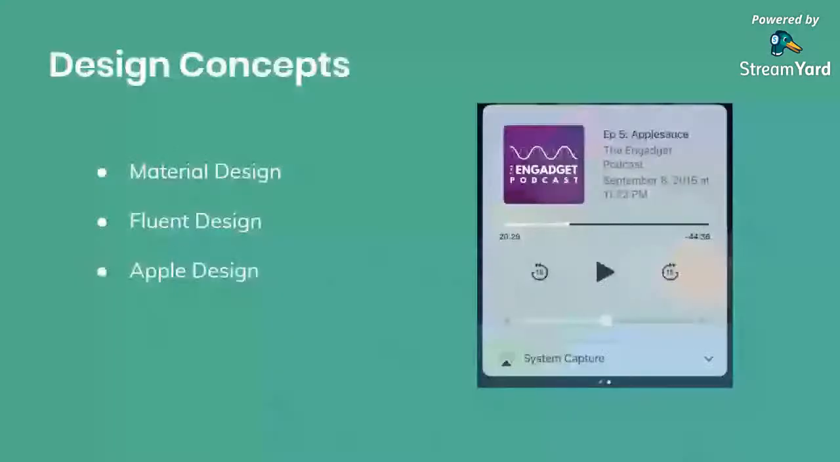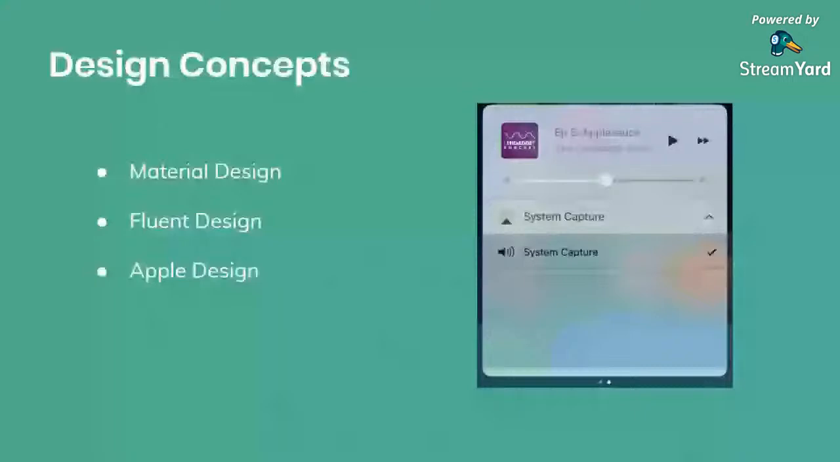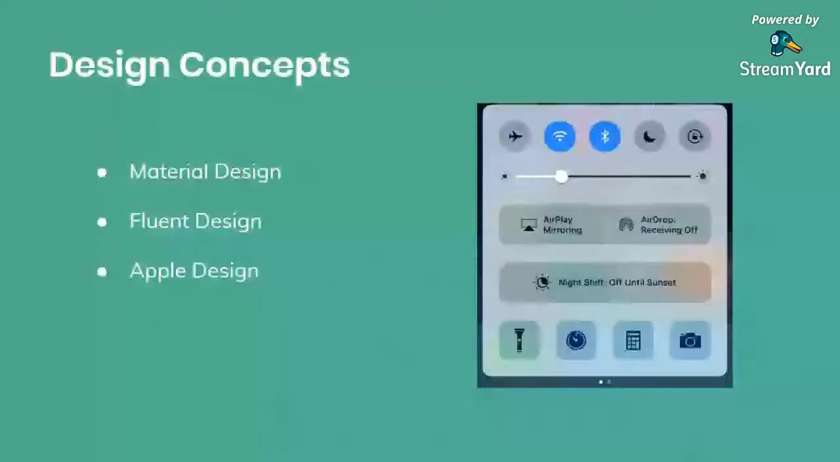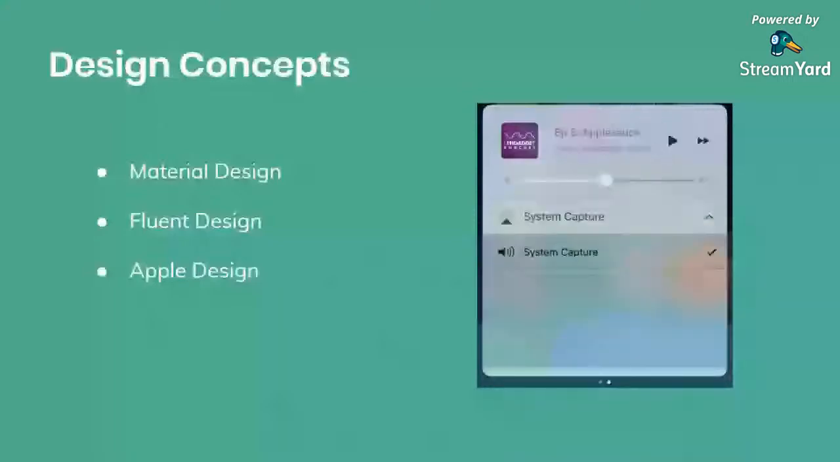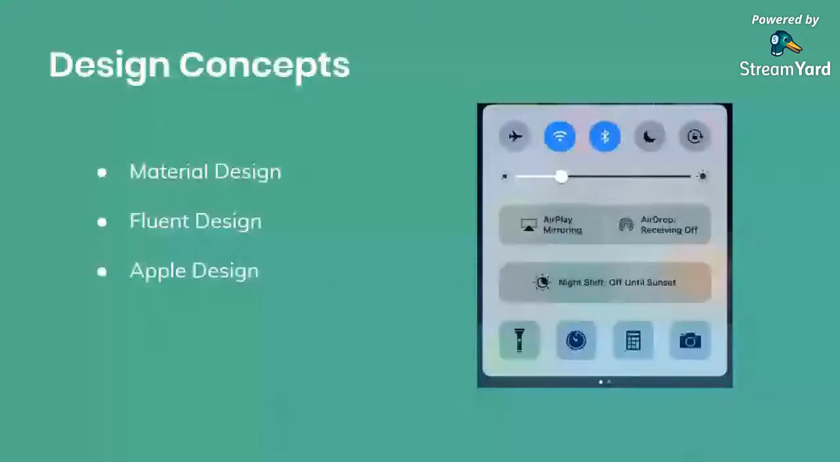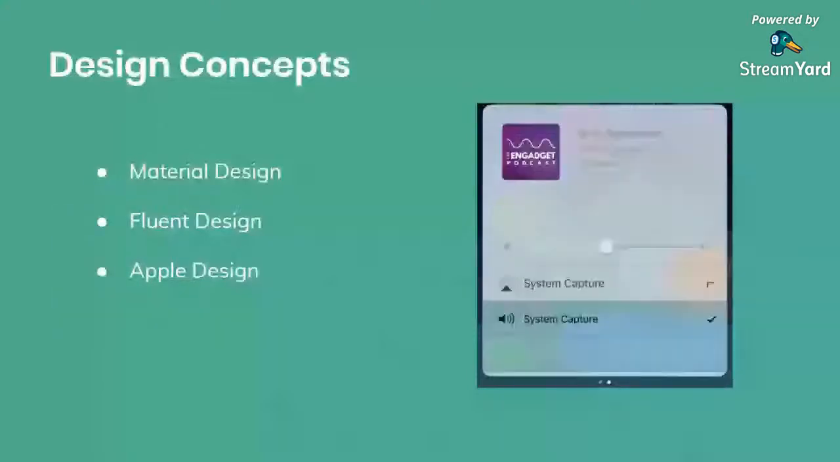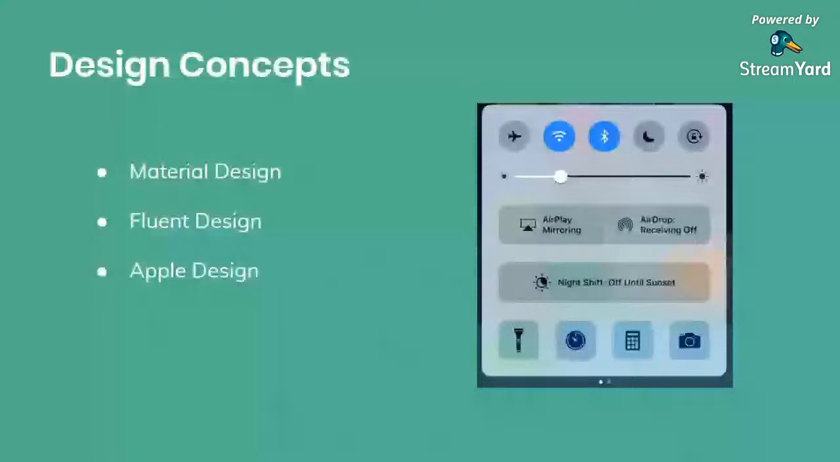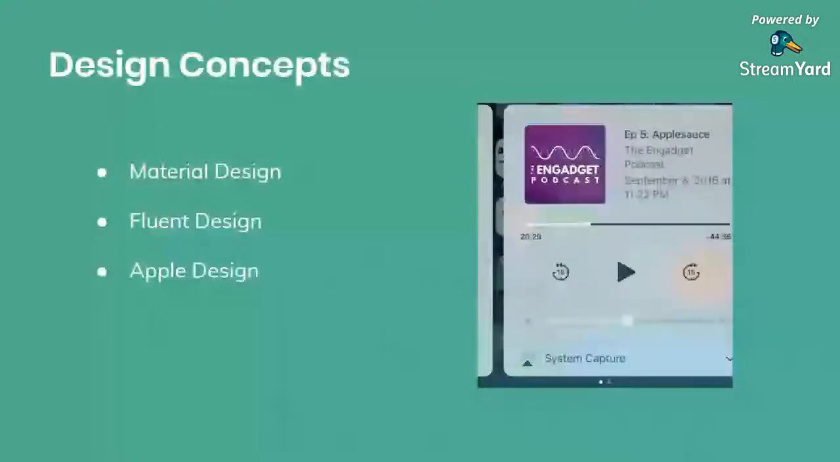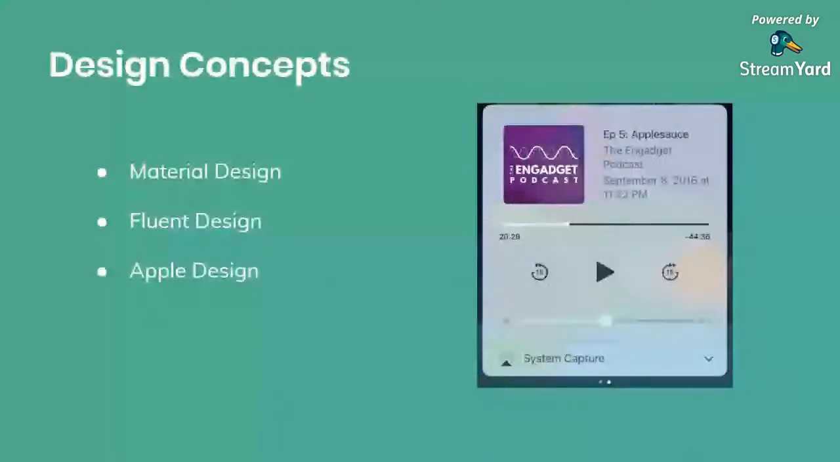Okay, so what are design concepts? Every company has its own concept of designing and is focused on that, like material design, fluent design, or the Apple design. Google focuses on material design. Similarly, Microsoft developed fluent design, and the design concept of Apple is Apple design. So let's talk about material design.